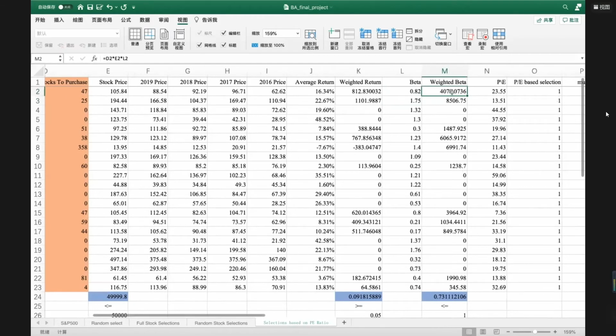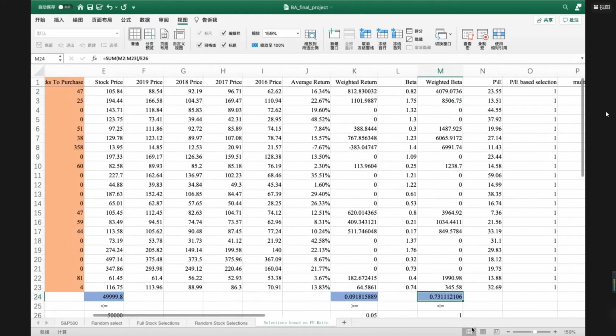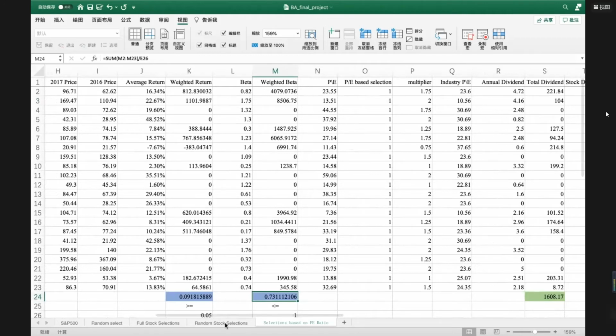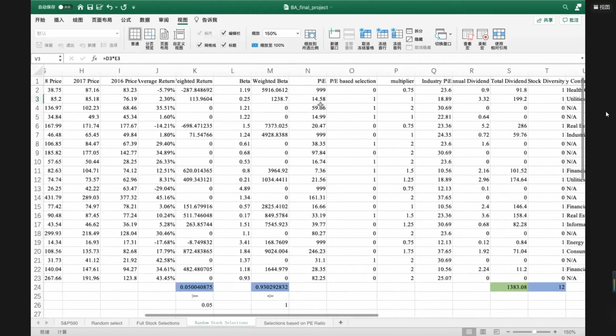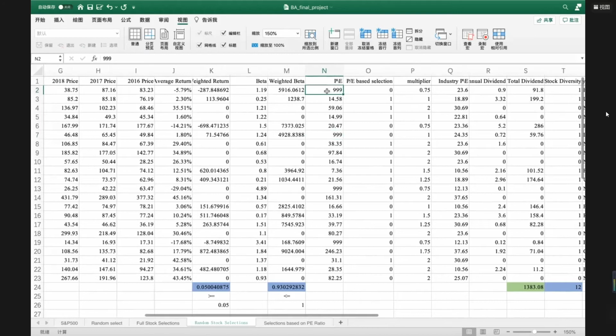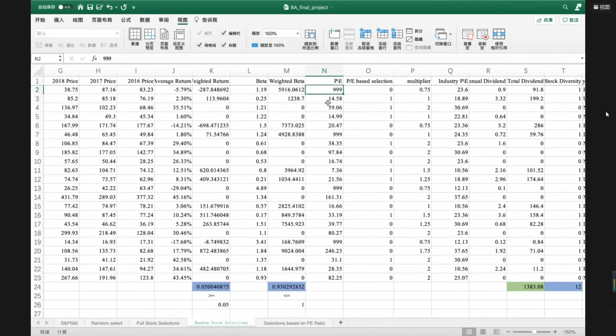And then we sum it all together and divide it by the amount we invested to get an average beta for our portfolio. And then here's our PE. Since here, for example, in the random stock selection, you'll see that some PE will have a PE of 999, which is abnormally big. It's because the original data shows it's not applicable, and it's mostly because the earnings per share is negative. So this company does not have a PE ratio. So I give it a 99 to just basically kick it out from our selection.